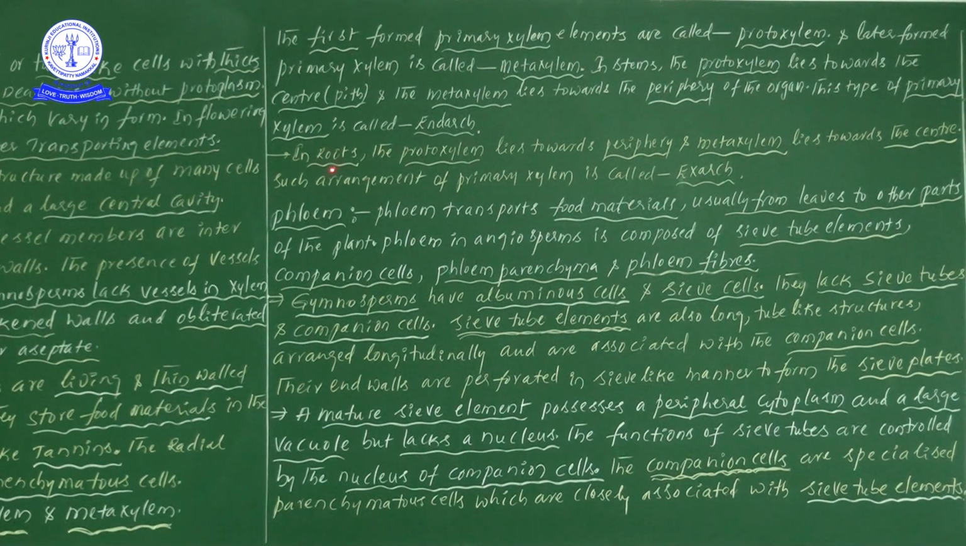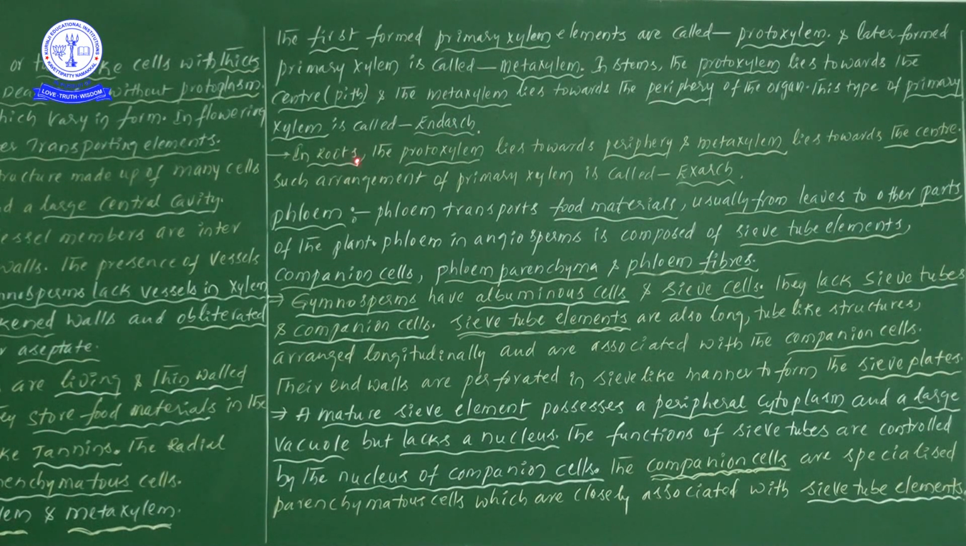Next one, in roots protoxylem lies towards the periphery and metaxylem lies towards the center. Once you see the stem and root information, in the stem, protoxylem is situated towards the pith and metaxylem is situated towards the periphery. Such an arrangement of xylem members we call endarch.